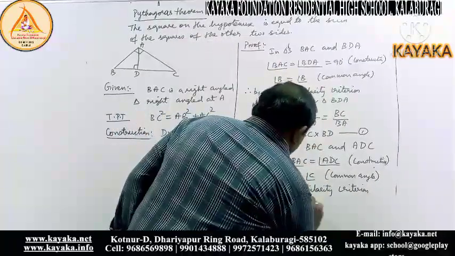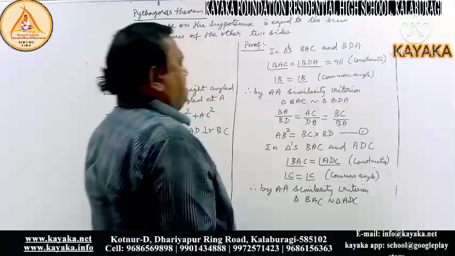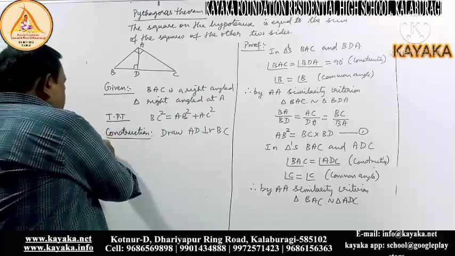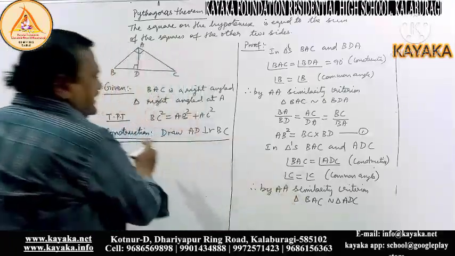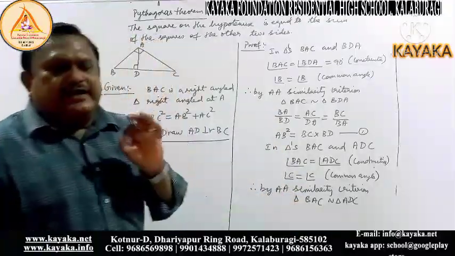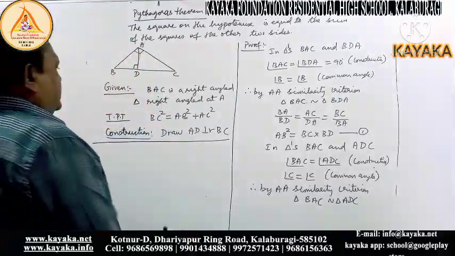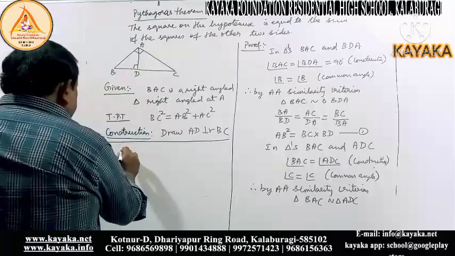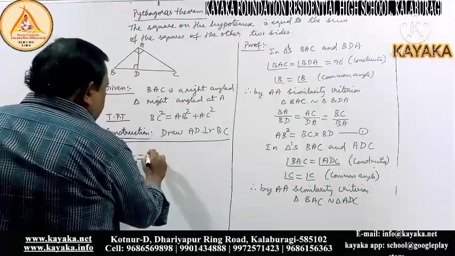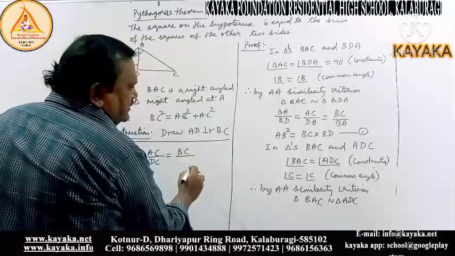triangle BAC is similar to triangle ADC. Dear children, after this step I'll write it here because that place is not there. Now, since these two triangles are similar, the corresponding sides must be proportional. Therefore we'll get BA by AD will be equal to AC by DC will be equal to BC divided by AC.